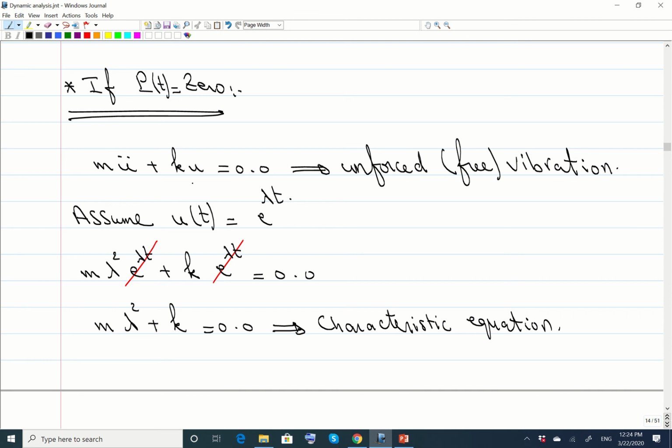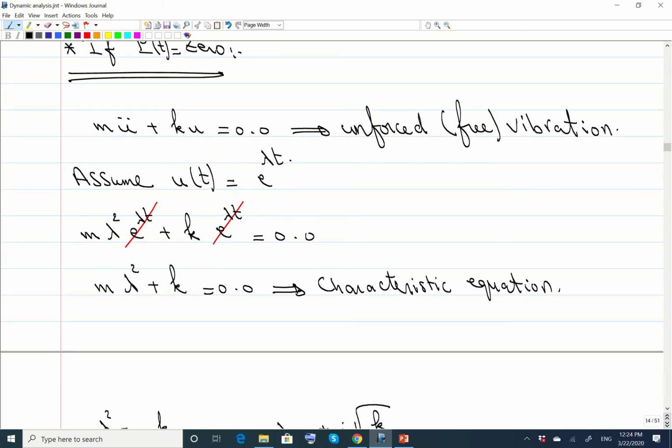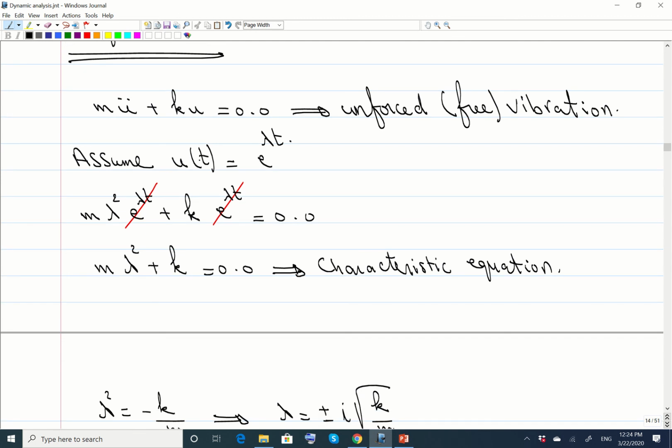As you see, this is a differential equation, m u double dot plus k u equals 0. It's a differential equation because here you have differentiation with respect to the time, double differentiation, the second derivative with respect to the time. So how to solve this?